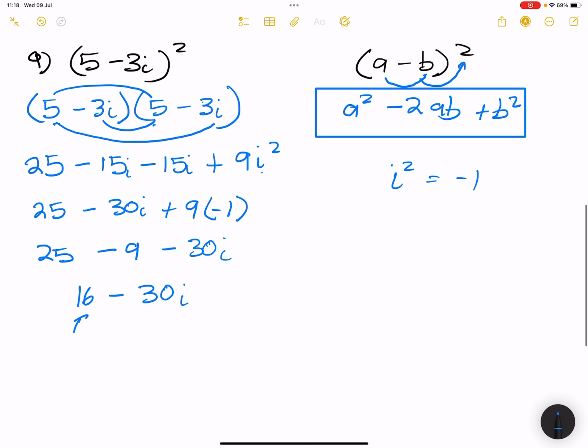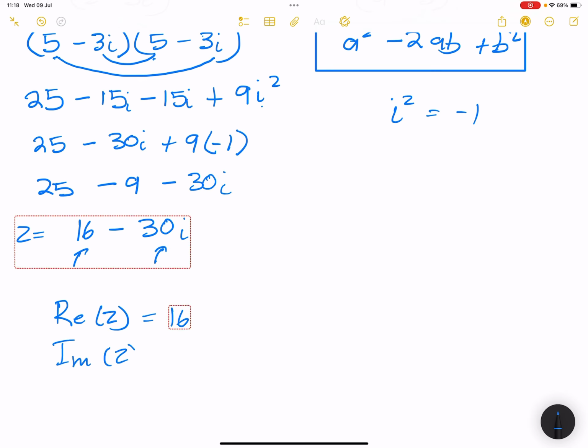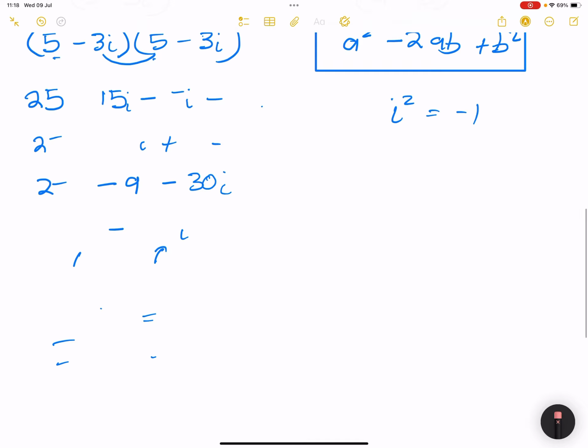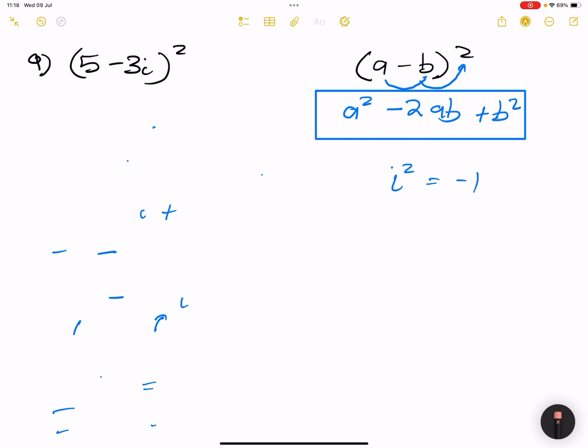We've got a real part, 16, and we've got an imaginary part, right? So the real part of this, okay, let's call that Z, is 16, and the imaginary part of it is negative 30. Okay, right. Now, if we were going to follow that wonderful method that I just showed you of how to do this quick, fast, and in a hurry, right? What are we going to do?